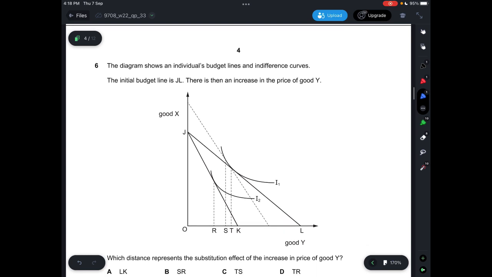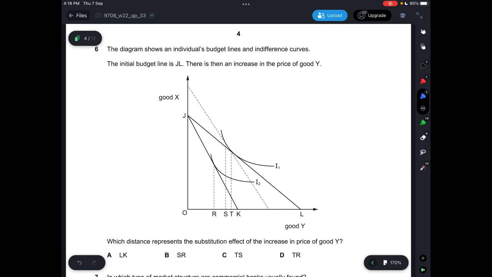Question 6, the diagram shows an individual's budget lines and indifference curves, and the initial budget line is JL. Now there is an increase in the price of good Y, and which distance represents the substitution effect of the increase in price of good Y? Okay, so originally it's at point T, and then there is an increase in the price of good Y. An increase in the price of good Y means that the budget line would shift left. Okay, shift to the left, and now instead of JL, it's JK.